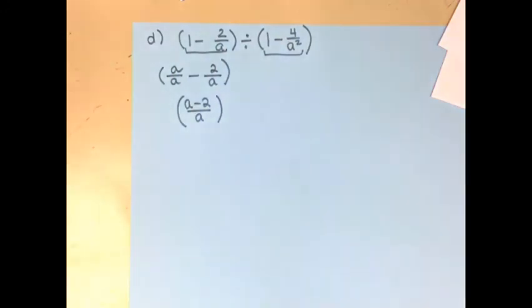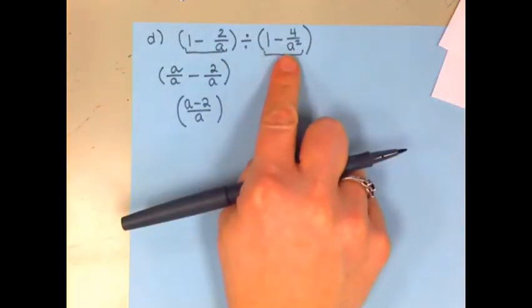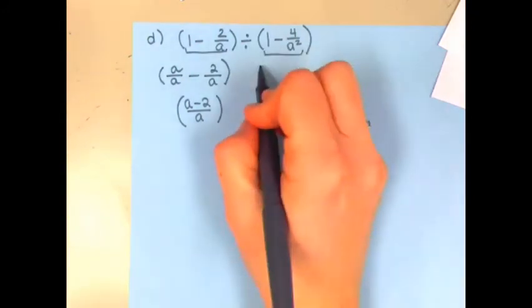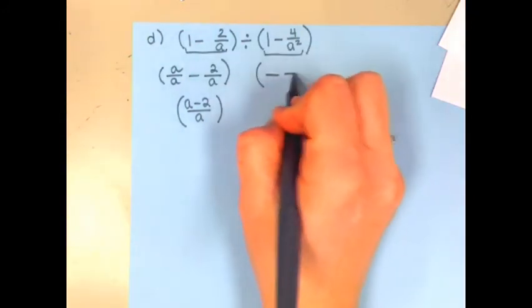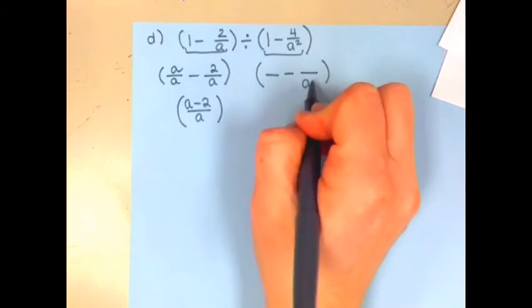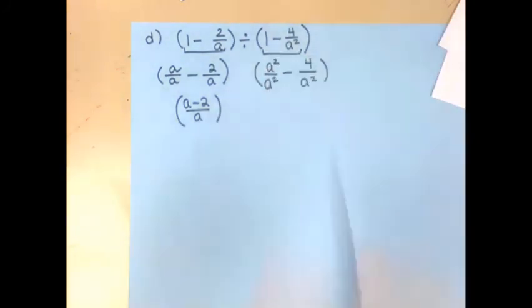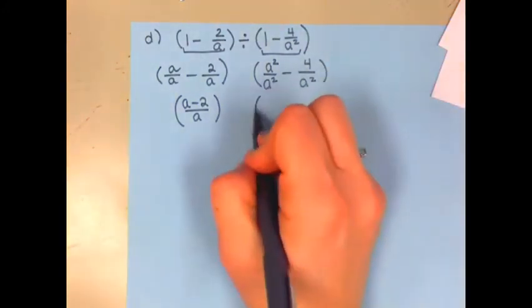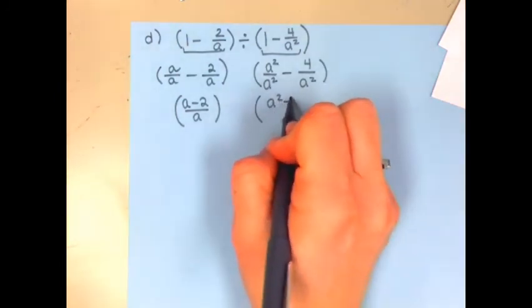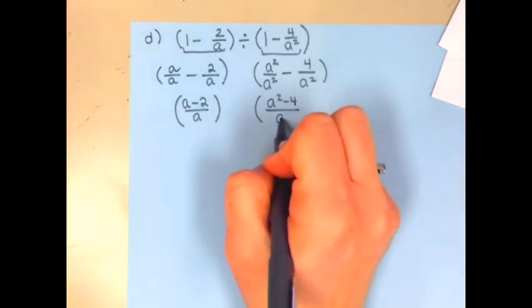Now, what does 1 minus 4 over A squared become? What is my common denominator for that one? A squared, right? So the 4 over A squared stays the same. What would I have to multiply 1 by to get to A squared? A squared, because isn't A squared over A squared 1? What is A squared minus 4? A squared minus 4 over A squared.